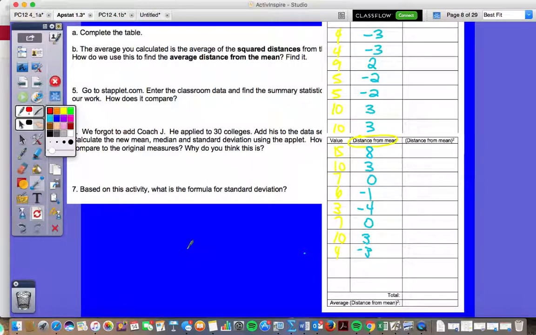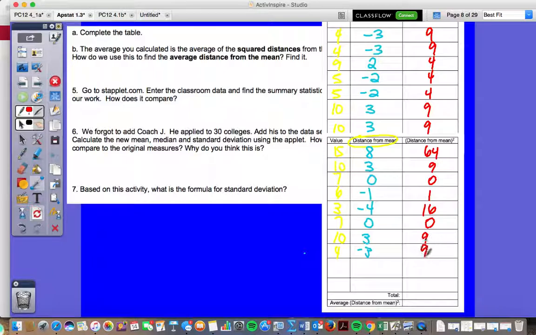So we have to make these values all positive. And I do that by doing what? Squaring it. Y'all are rocking. So let's square -3 to get 9, and then you keep going. Good stuff.